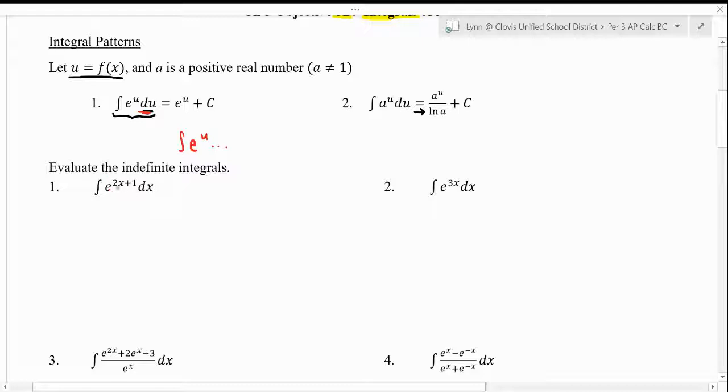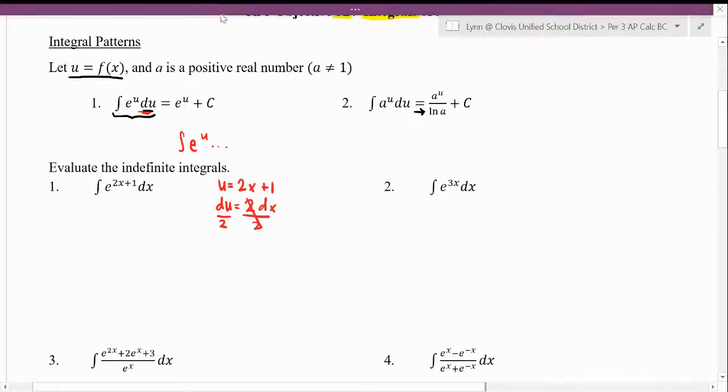So we have an e to the u pattern, which the answer is not just going to be e to the 2x plus 1. We need to know that u is equal to 2x plus 1, and then we have to calculate the derivative. So the derivative of 2x plus 1 is 2, and then multiply that dx over. I only have a dx here, so that means I'm going to divide both sides by 2.